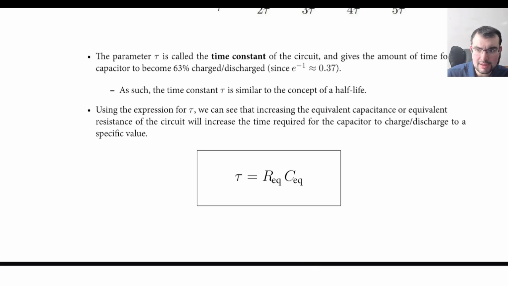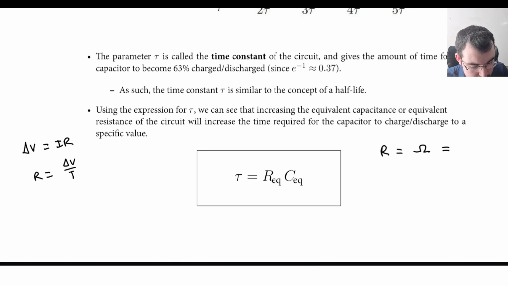Now, if you don't believe me that this is actually a time unit, we can work it out. It's not terrible. So we said that R is ohms. Okay, that's not helpful. What is an ohm? Well, remember that we have delta V equals IR, so that means R is delta V over I. So an ohm is a volt divided by a coulomb per second, because an amp is a coulomb per second. I'm writing coulomb like that just to not confuse it with the letter C.